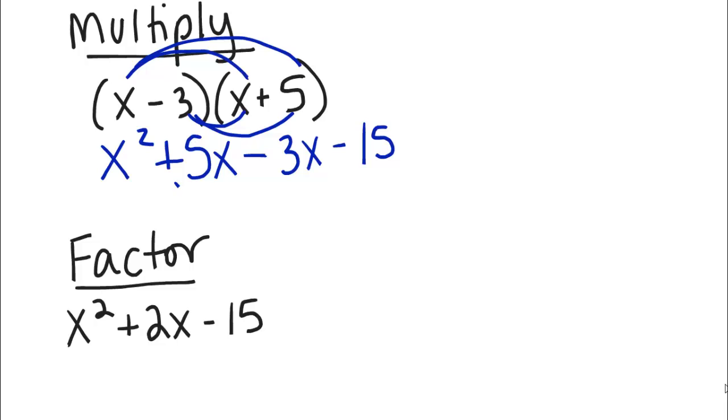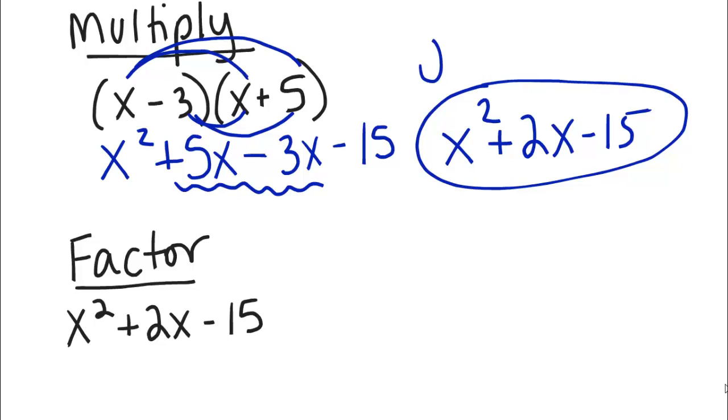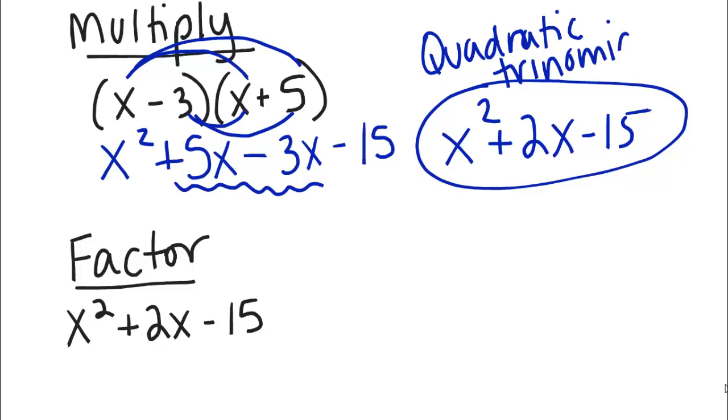We can combine like terms in the middle. A 5x minus a 3x gives us positive 2x. So the directions just said to multiply, and we did. We got a quadratic trinomial. I know it's quadratic because I can see that x squared term in there. And trinomial means that there are 3 terms. X squared, 2x, and 15 are our 3 terms. Well, we multiplied two binomials and got this quadratic trinomial.